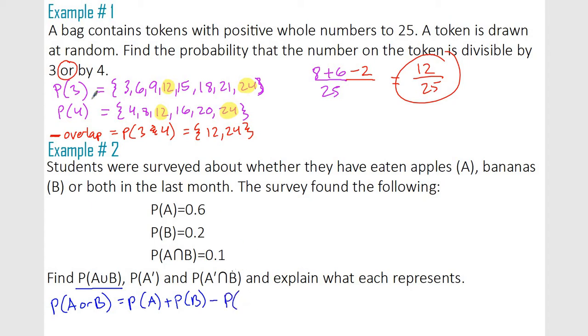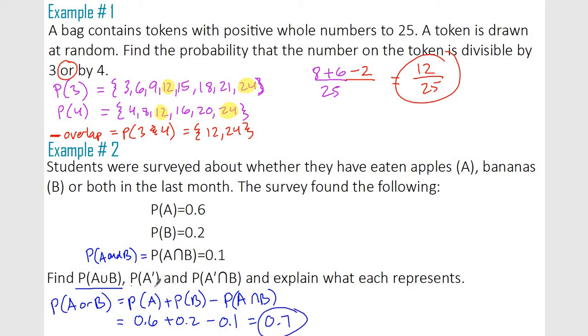And how do we write the overlap? This and statement, we write it this way. This is the same thing as probability of A and B. So we subtract the overlap. So we would do 0.6 plus 0.2 minus 0.1, and that first probability would then be 0.8, 0.7.